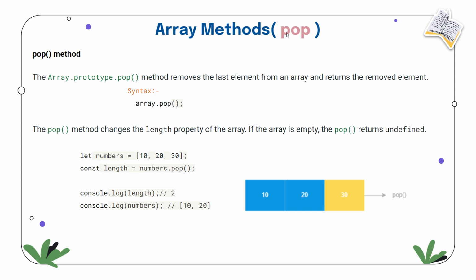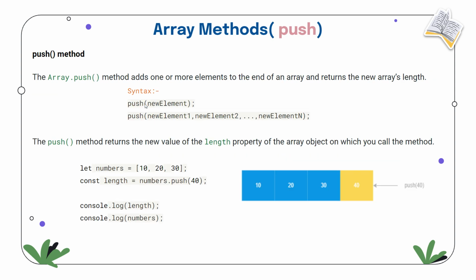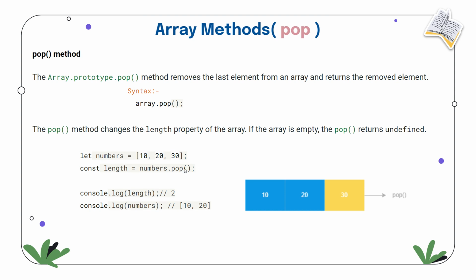But push will take a parameter, right? See, push is taking one parameter: inside the parenthesis, we are passing the element. But pop will not take any parameter. See, pop has an empty bracket, because pop means just delete the element from the last. It doesn't mean that you delete this element or that element. No, it will always delete the element from the last, whichever element is there in the array.